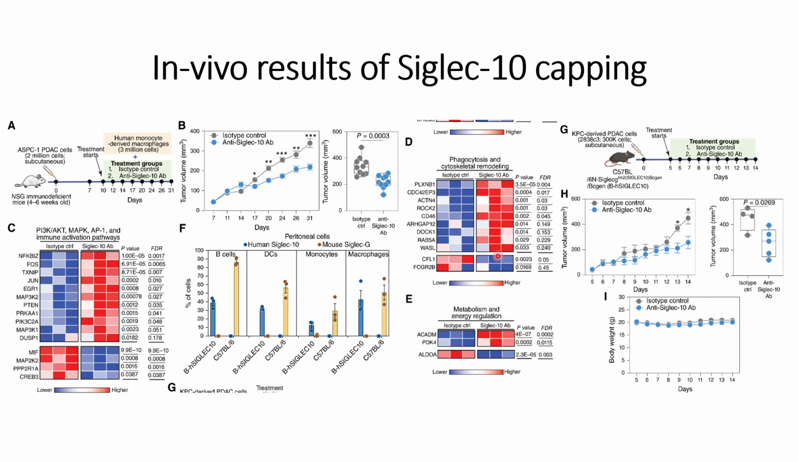So this all together indicates that there is activation and increased phagocytosis of the macrophages when they are treated with Siglec-10 antibodies, or when their Siglec-10 is capped so that the Siglec-10 cannot interact with the ASPC PDAC cells.